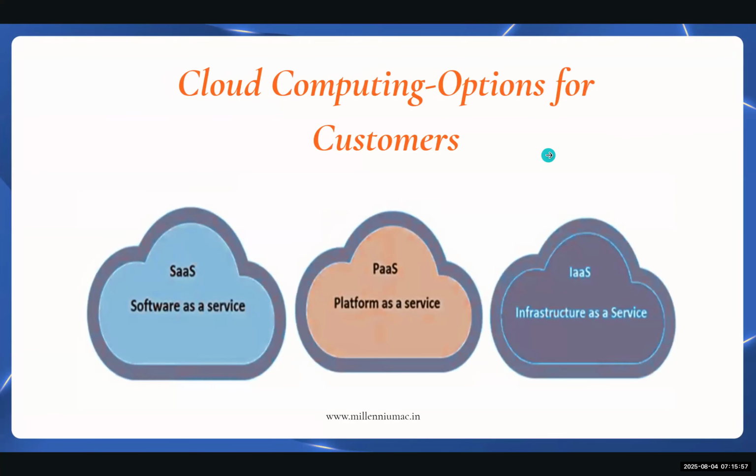So precisely, any cloud applications, we are going to divide them into three parts. One is SaaS, PaaS, and IaaS. SaaS means software as a service, platform as a service, and infrastructure as a service. So apart from Oracle, in general, if you are using a cloud application, we have these three platforms.